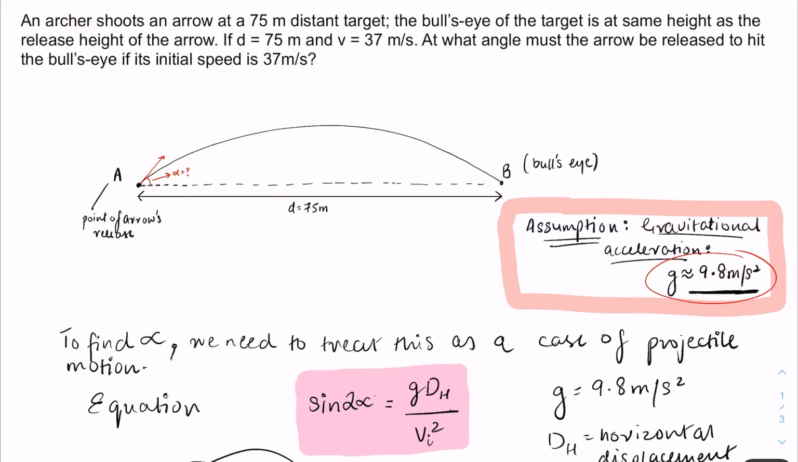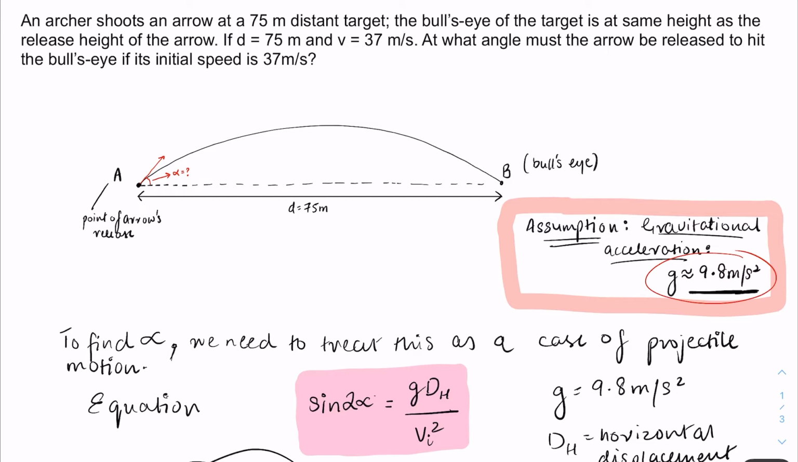So there's an archer. An archer shoots an arrow at a 75-meter distant target. The bullseye of the target is at the same height as the release height of the arrow. If d is equal to 75 meters and the velocity is equal to 37 meters per second, at what angle must the arrow be released to hit the bullseye if its initial speed is 37 meters per second?